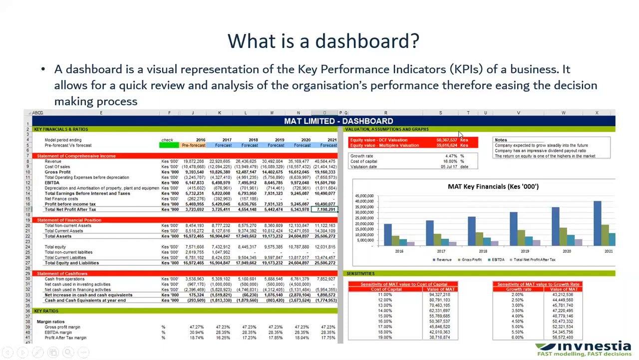On the right, you'll have your valuation, assumptions, and graphs, what we normally call the key model outputs. And below, you'll have your sensitivities. And you'll notice something interesting about how we prepare our dashboards, basically based on FAST, is that there's a very interesting structure to it. Everything is put into sections.